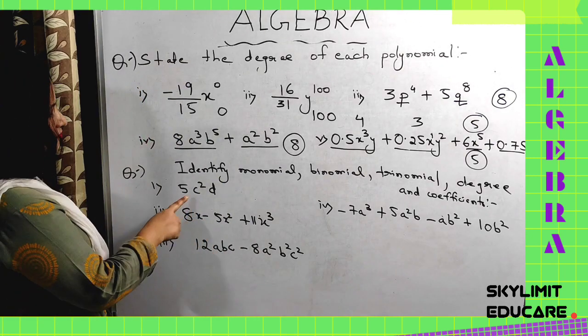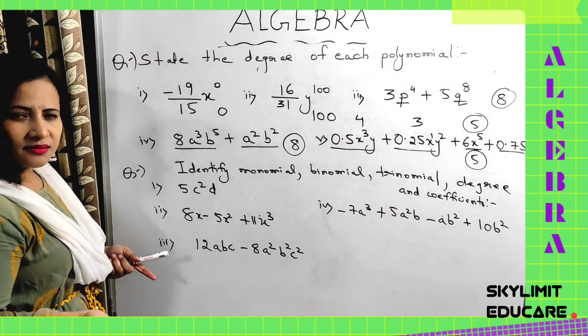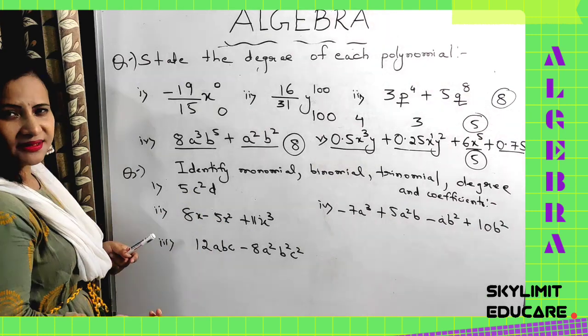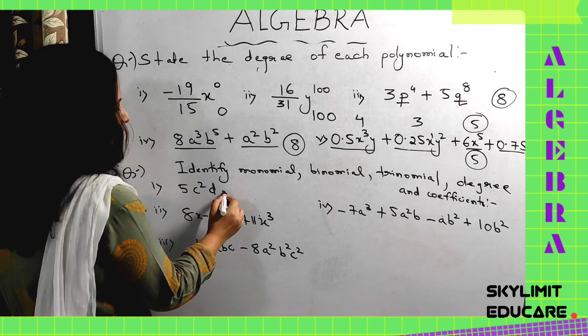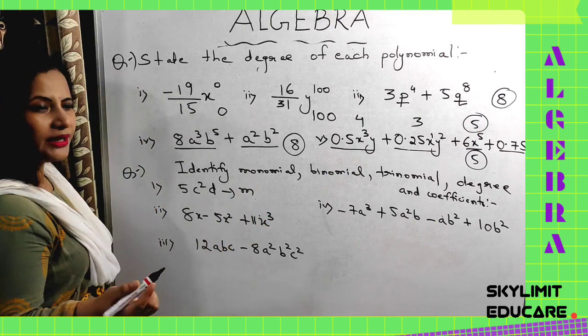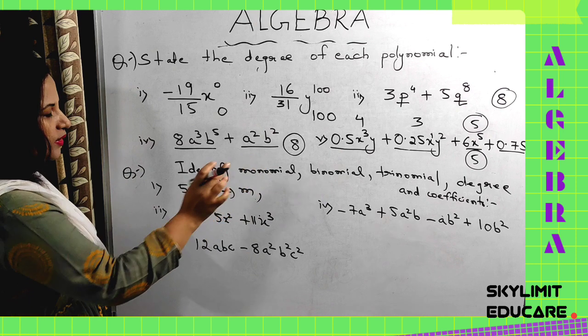First question, 5c squared d. Obviously it is a monomial because you cannot see any plus or minus sign here, right? A single term is there, so it is a monomial. I am writing it shortly, you can write it properly, okay? Monomial. And then what is the degree?